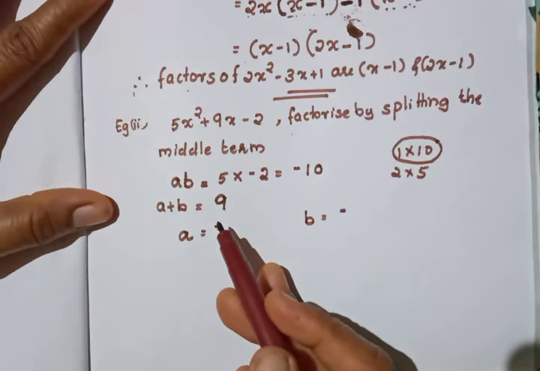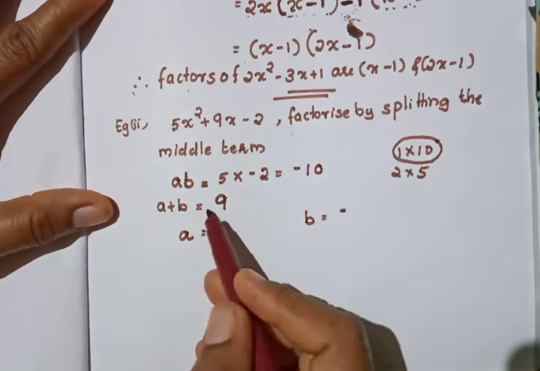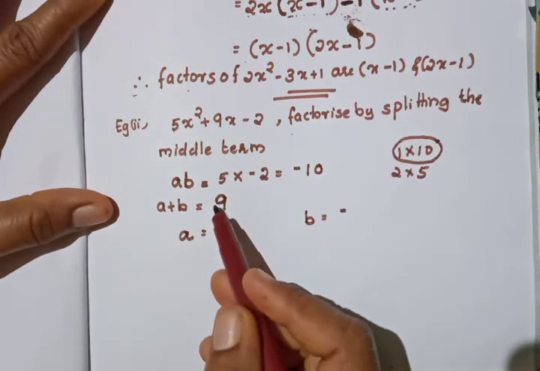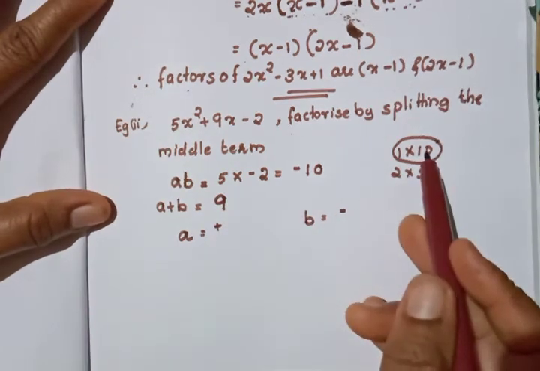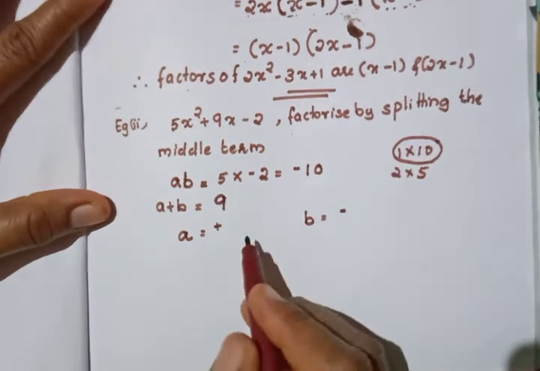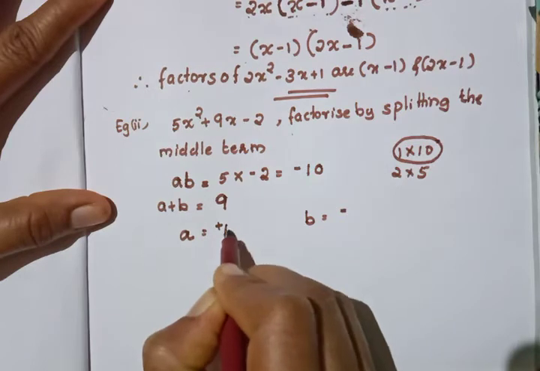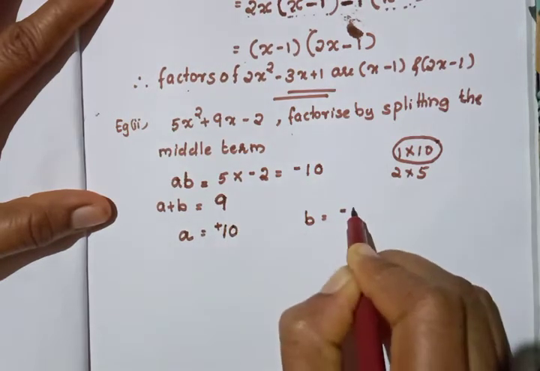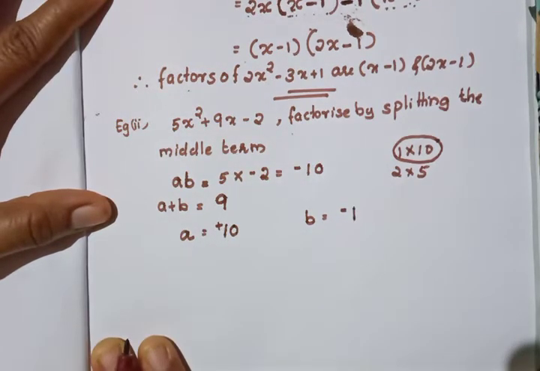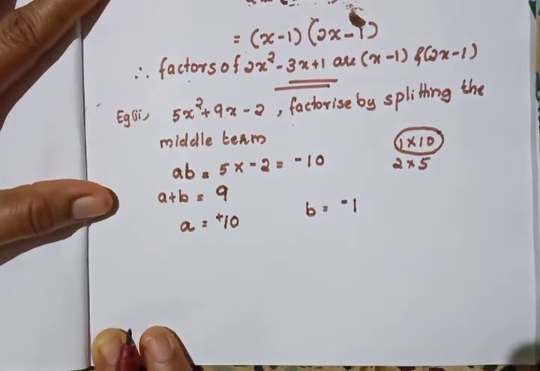Now, how do we fix the sign? See here, what is the sum of these numbers? It is positive. So among 10 and 1, the bigger number should be positive. So we can take positive 10 and negative 1. Clear?